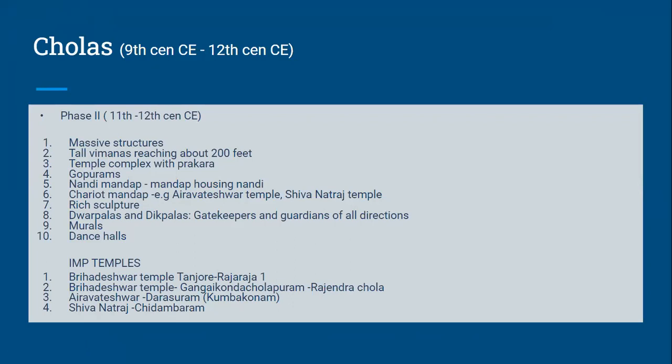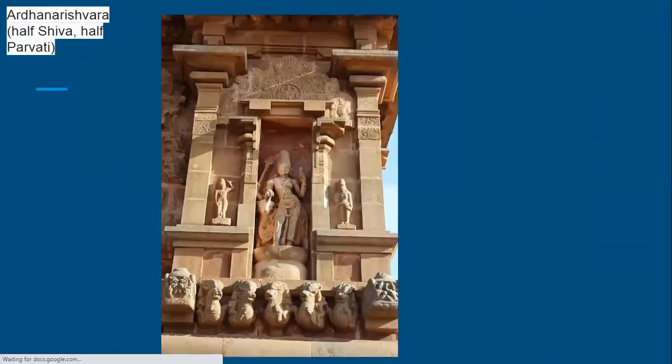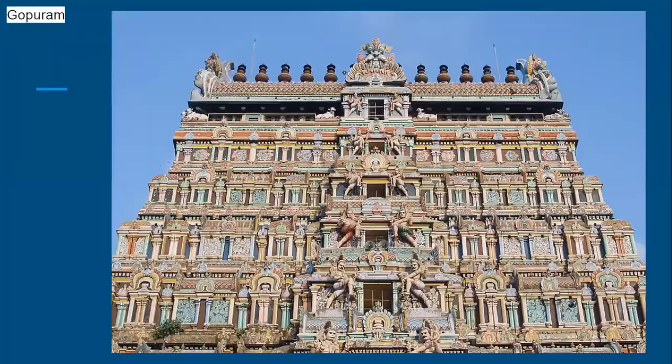We have seen this in the Shiv Nataraj Chidambaram temple. Then Dwarpals and Dikpals, this I could not get the image. And then murals, yes, we have seen the murals being beautifully depicted in the Nandi Mandap. And there is a separate dance hall. Okay, and you can quote the examples: Brihadeshwara Temple at Tanjore, then Gangaikonda Cholapuram, Airavateshwar, and Shiv Nataraj Temple. Now, the three Chola temples are called living structures.